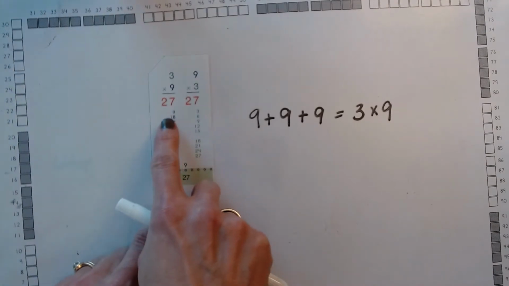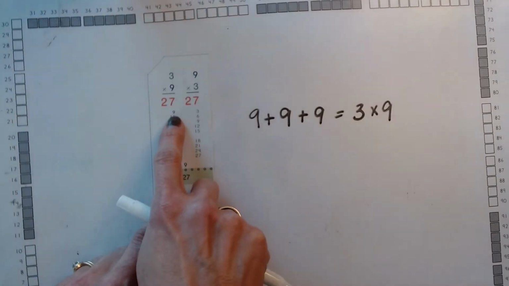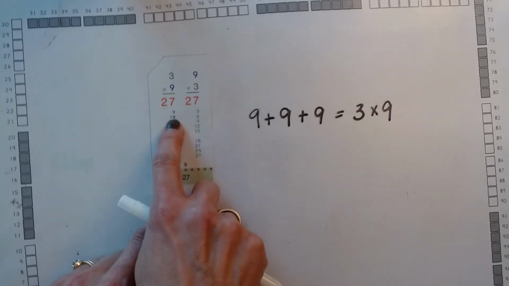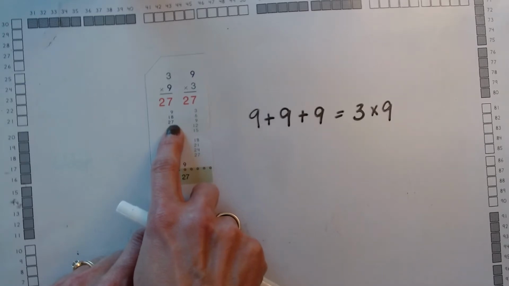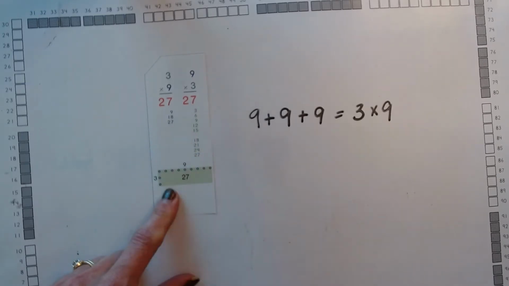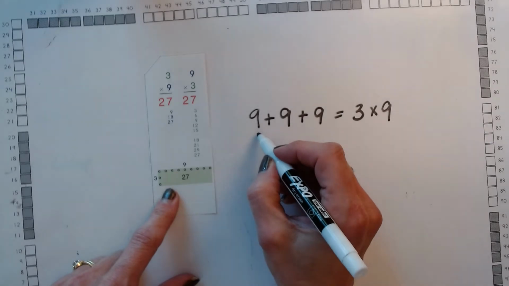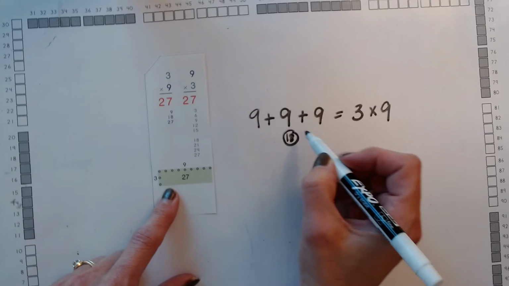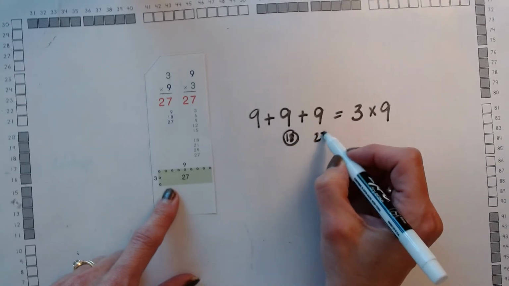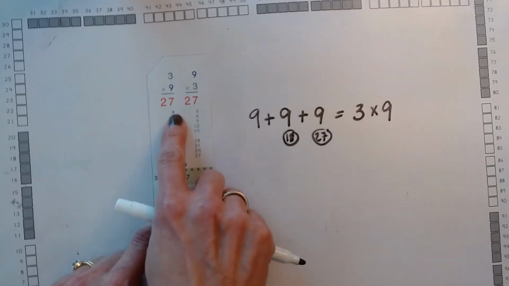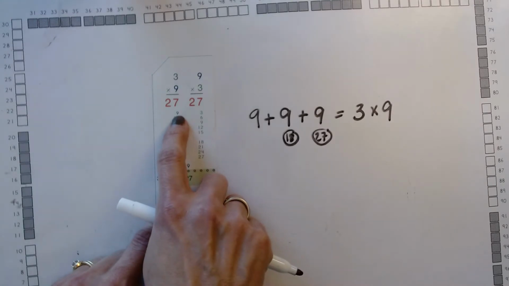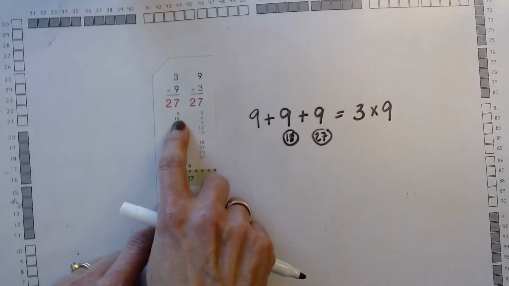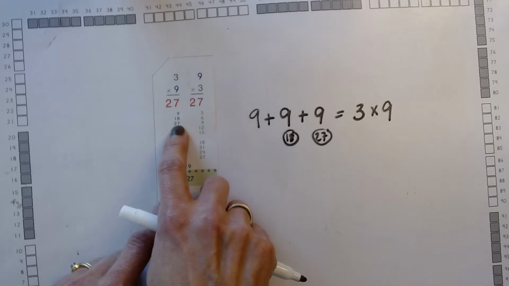So here on that strategy card, it shows me those 3 groups of 9. Here's my first group. When I add my second group, I'm going to land on 18. When I add my third group, I'm going to land on 27. So it's the same thing as saying, here's my first group is 9. When I add 9 more, I have 18. When I add 9 more, I have 27. So it's showing me the multiples, right? When I count by nines 3 times, that's where I'll land.